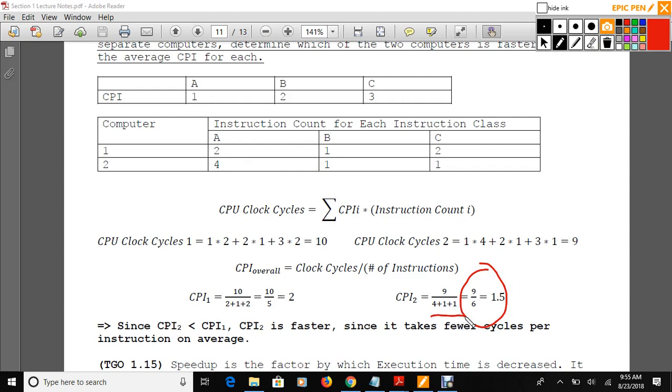So that means because the CPI of computer 2 is 1.5, and the CPI of computer 1 is 2, in this case, the clock rate doesn't make a difference. They're the same. So if I have the same clock rate and I have the fewer number of cycles per instruction over a given program, that means that specific computer is faster.